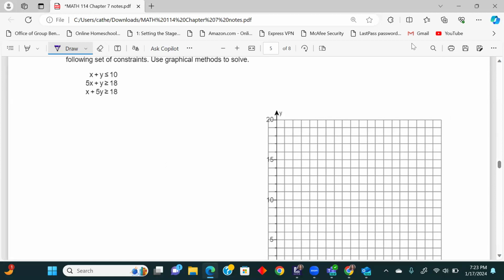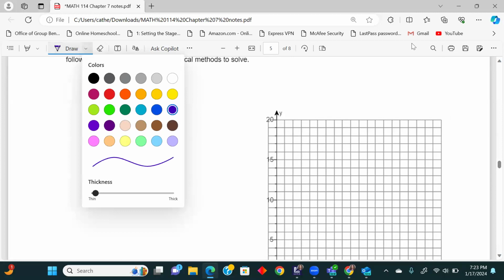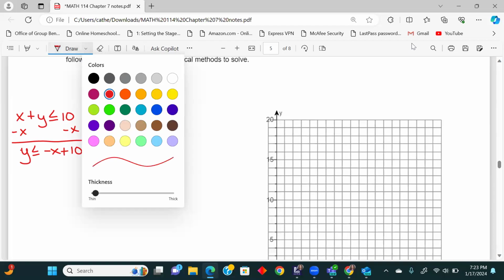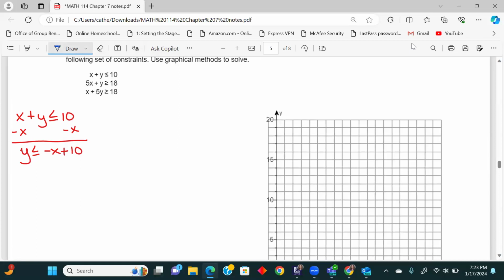So let's start with the first one. Let's move X. And I'm doing this so I can use the calculator to graph these. All right, so the next one, let's let it be blue so it's easier to keep track of.